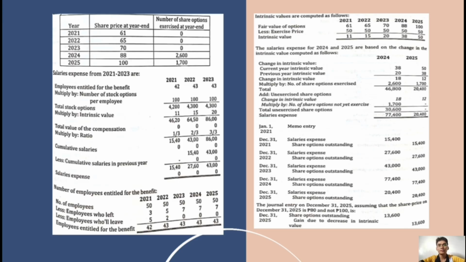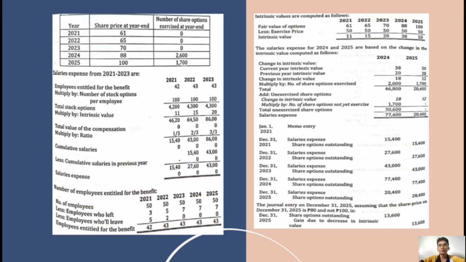The fair value of options increases yearly, reflecting the rising share price. The exercise price remains constant at $50, meaning any increase in share price raises the intrinsic value. The intrinsic value grows from $11 in 2021 to $50 in 2025. So the salary expense computation for 2024 and 2025 is computed based on the change in intrinsic value.